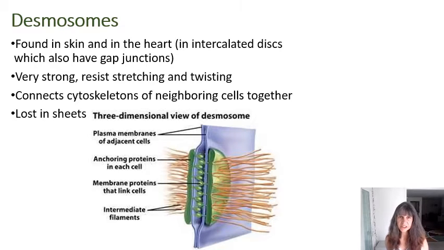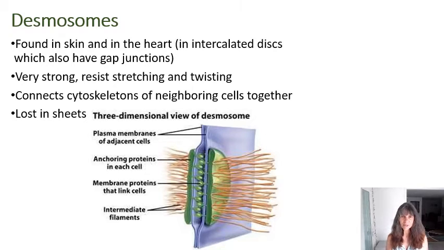Desmosomes are special junctions that can be found in the skin as well as in cardiac muscle tissue. By the way, in cardiac muscle tissue, desmosomes are found in special structures called intercalated discs. Intercalated discs include desmosomes and gap junctions. The desmosomes are important because they're very strong. They can resist forces of stretching and twisting, and the reason that is because they have a very Velcro-like configuration that holds them very tightly together.